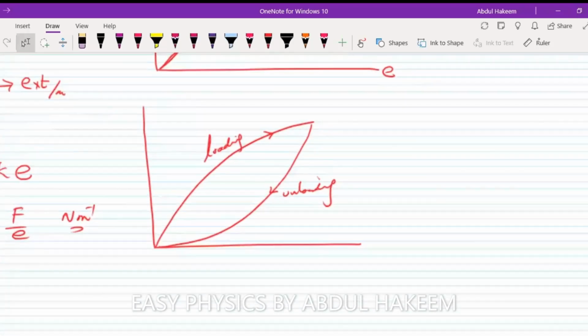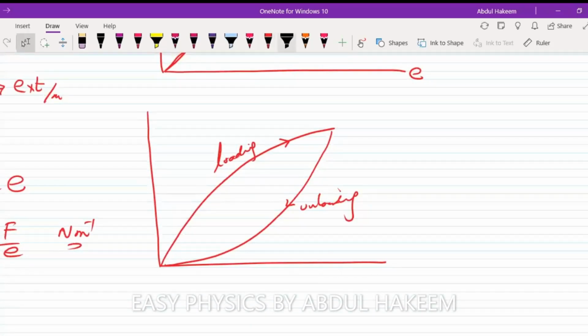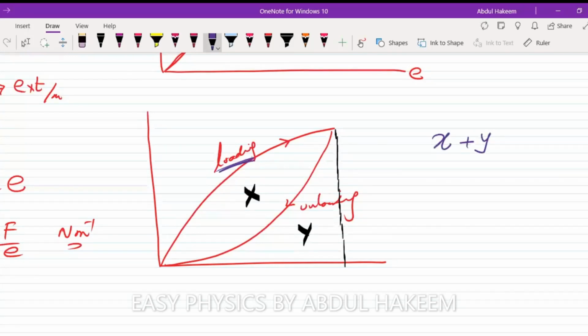And here, look, we have two energies. One is represented by this X, another by Y. Under this loading line, the area is X plus Y. This is actually the energy supplied for the extension, the work done on the rubber to stretch it. I mean, the input energy.